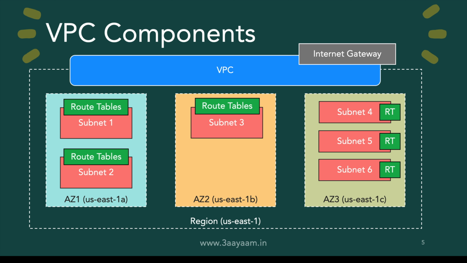So all these VPC components are done. We created the VPC, we created an internet gateway and attached that internet gateway to the VPC. Then we created two route tables. One is the public route table and the other one is the private route table. Then we created four subnets. Two are public subnets and two are private subnets, and associated the public route table with the public subnets and the private route table with the private subnets.